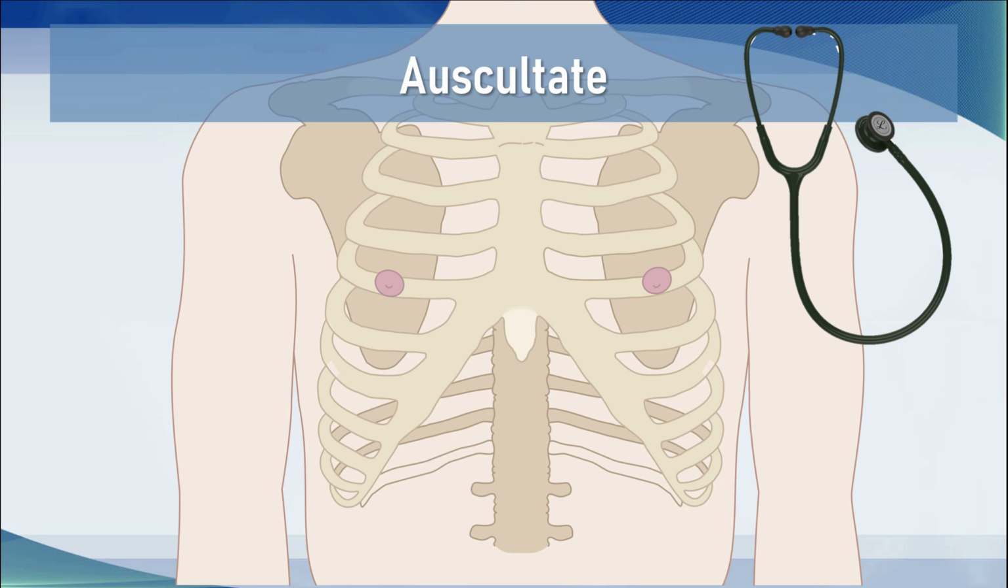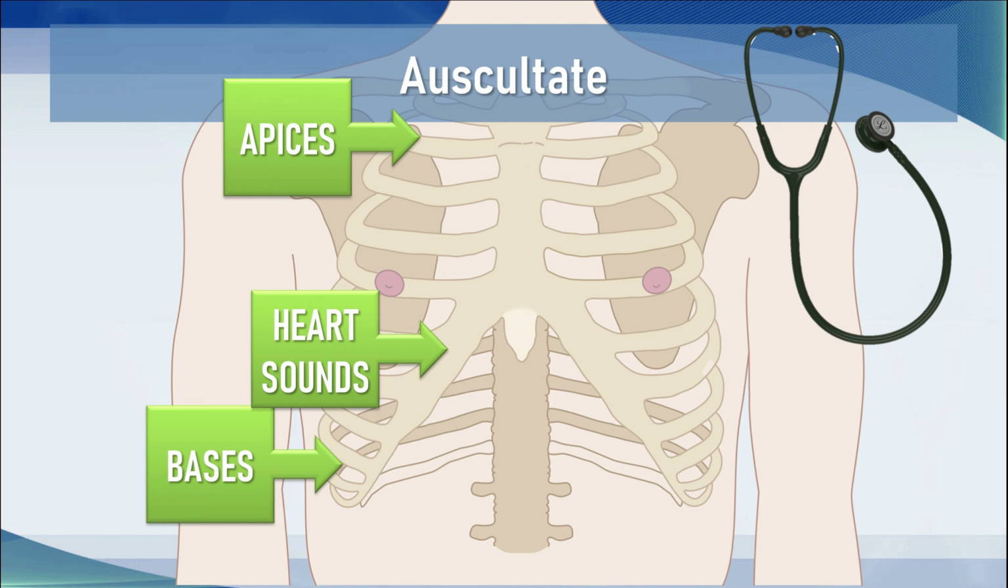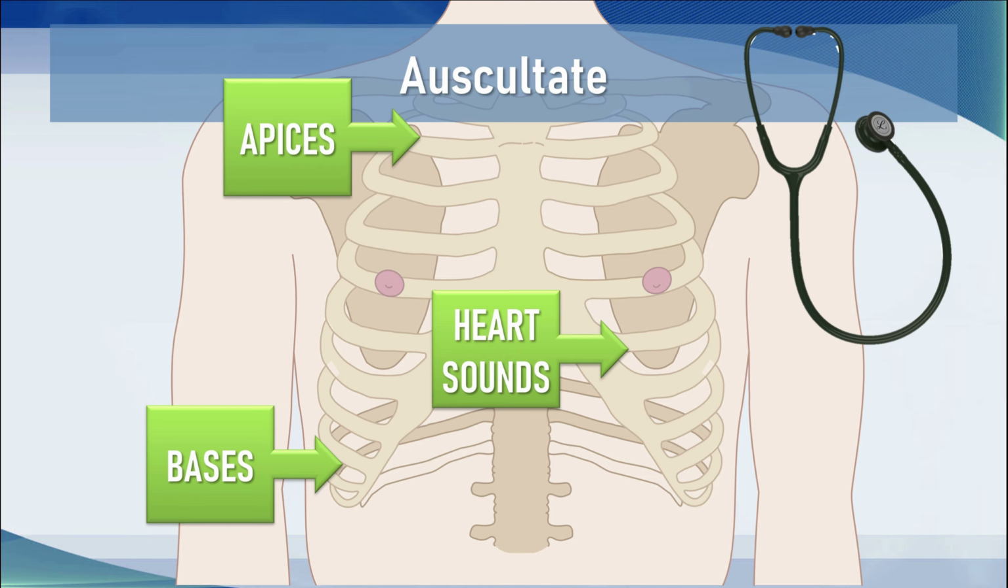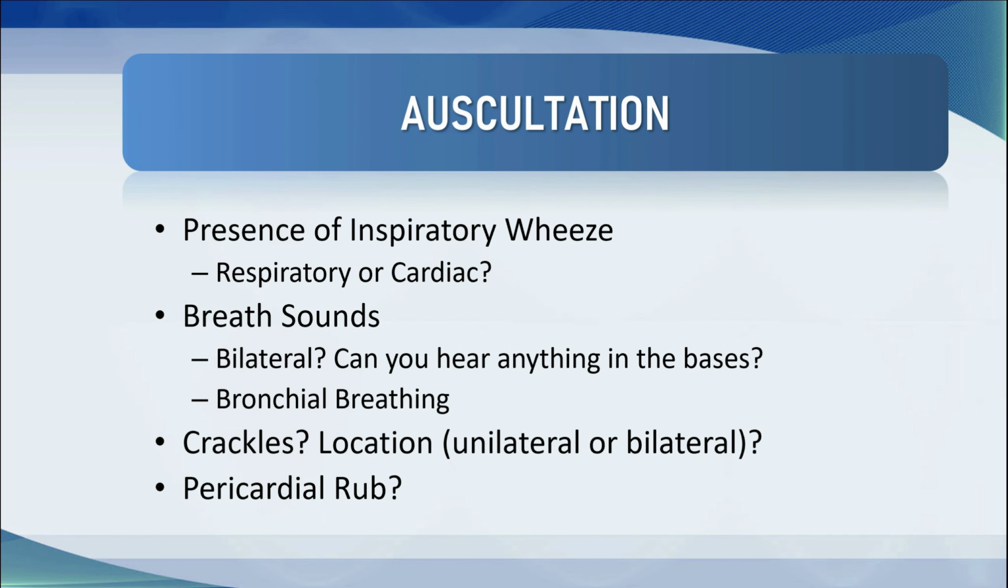So the areas where you should be auscultating are, in the lungs, the apices and the bases, and then for heart sounds. When you're listening to the lungs, you're looking for the presence of an inspiratory wheeze. This may be respiratory or cardiac. For breath sounds, are they bilateral? Can you hear anything in the bases? Is there evidence of bronchial breathing? Do you hear crackles? If you do, are they unilateral, bilateral? Are they in the bases, or in the apices, or throughout the lungs?